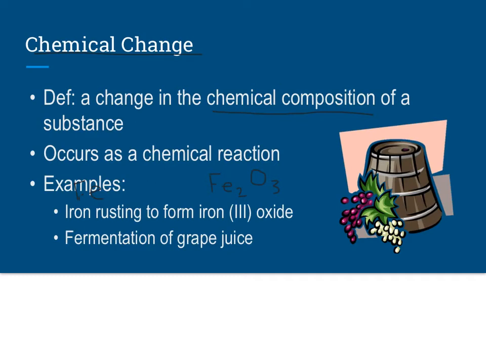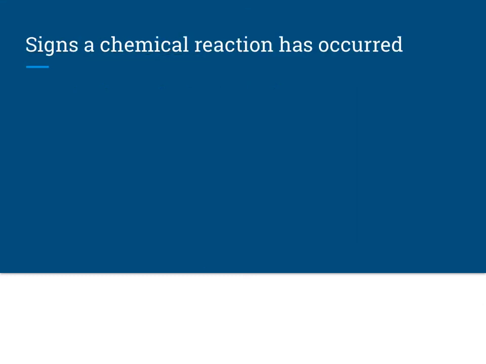The last thing we're going to look at are different signs we may observe in a lab that tell us that a chemical reaction has occurred. The first of those signs is going to be heat. If we mix two substances together and we feel the test tube or the beaker, whatever it may be reacting in, get hot, and we are producing heat, that is a good indication that a chemical reaction has occurred.